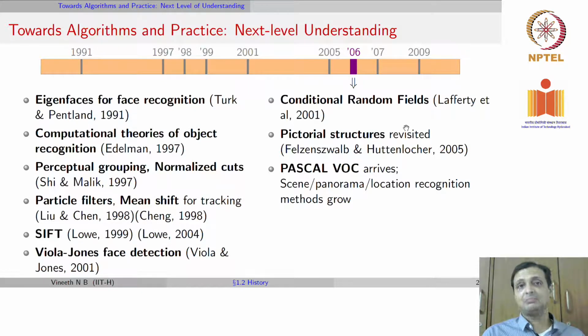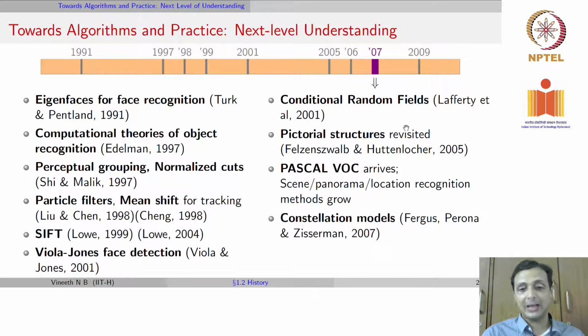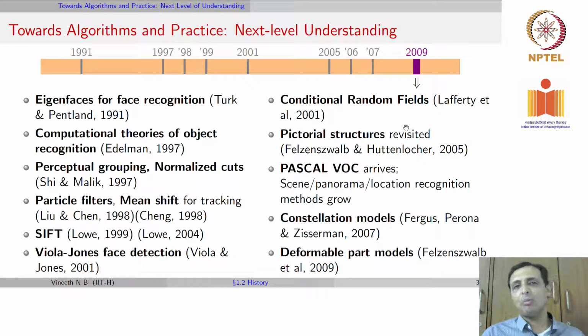Pascal VOC, which is a data set that's popular to this day, actually started in 2005, and around that time between 2005 to 2007, a lot of methods for scene recognition, panorama recognition, location recognition also grew. Constellation models, which were part-based probabilistic generative models, also grew at that time to be able to again recognize objects in terms of parts and how the parts were put together in the whole. And deformable part models, a very popular approach, I think considered one of the major developments of the first decade of the 21st century, came in 2009.